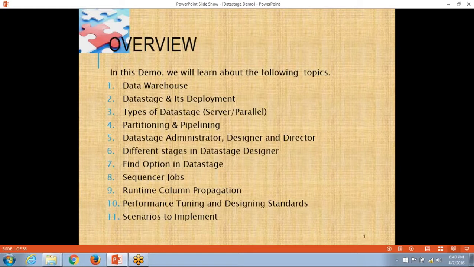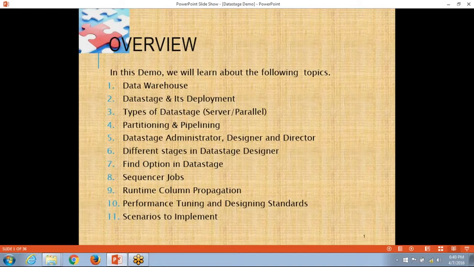No, it will be a completely practical session. So from this point of time, everything that we'll be talking about will be practical. I'll be opening the job, opening the stages, and then we'll proceed further. So we'll talk about Datastage administrator and see what the options are. I will open Datastage administrator during the session.